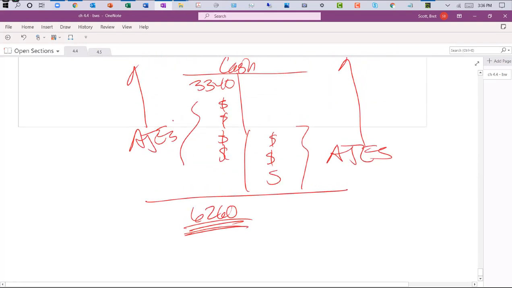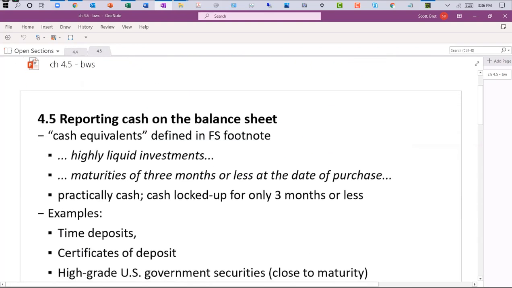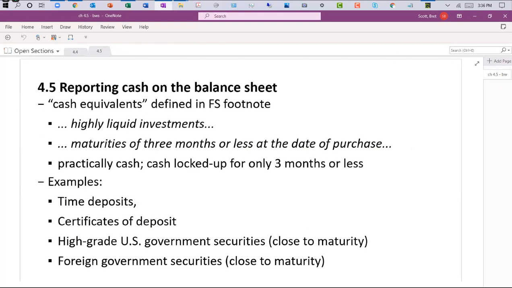I want to jump into 4.5. There's only a few slides there, then I'll open it up for questions here. But 4.5, this is kind of just a concept that sort of throws people off a little bit in terms of the math. When we think about cash, we think about cash in a savings account, cash in a checking account.